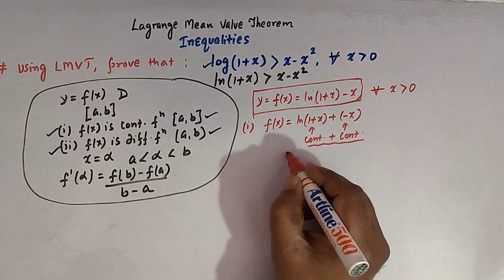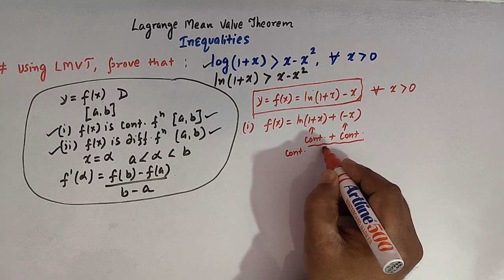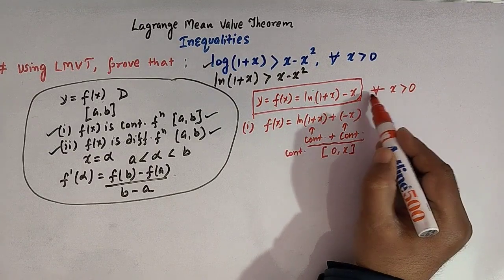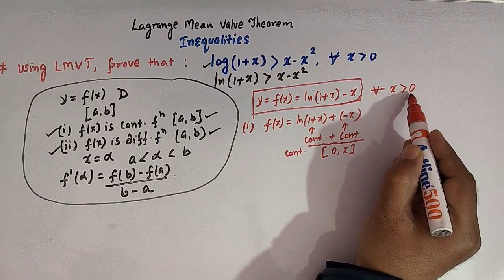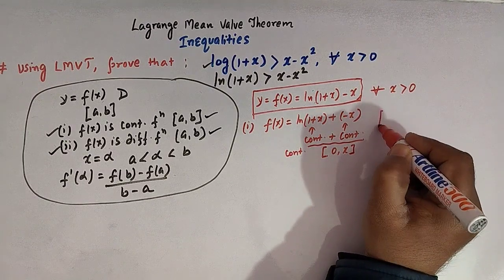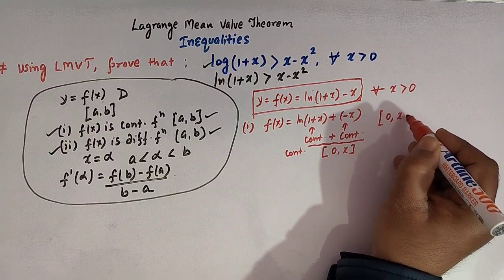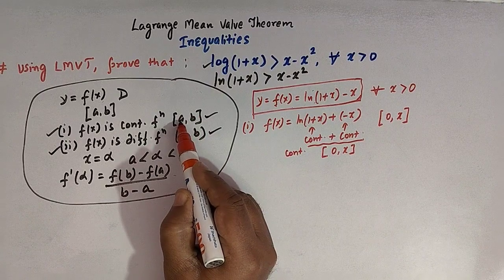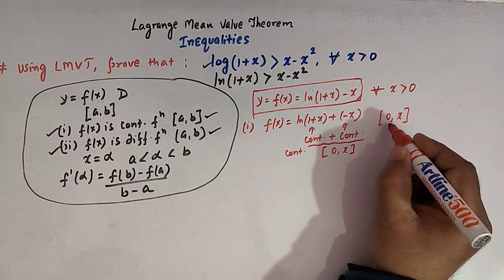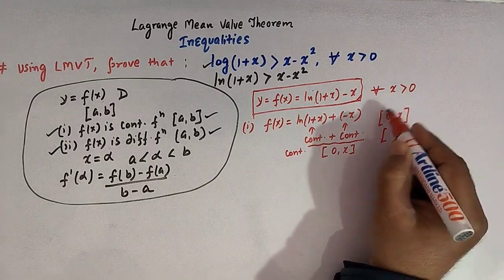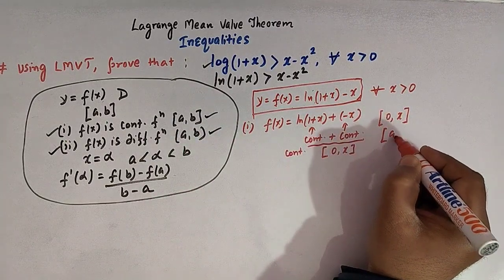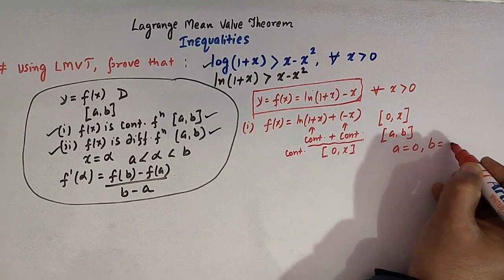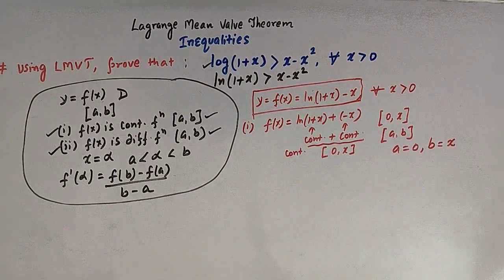So f of x is continuous in the interval 0 comma x. Here we are taking all values of x greater than 0, so we can assume the interval 0 comma x. And here we have the interval a comma b. If we compare this interval with this one, then we can easily see that the value of a is 0 and the value of b is x.